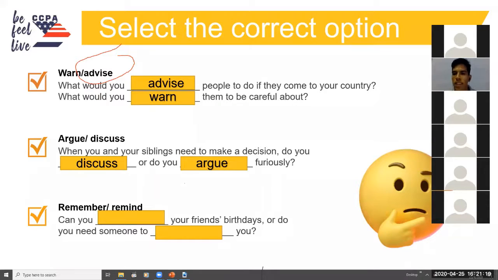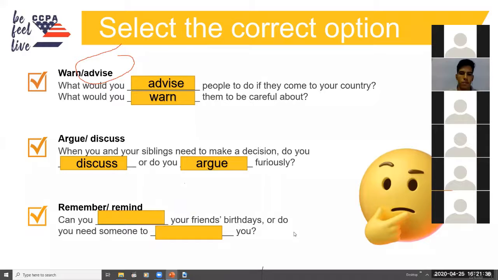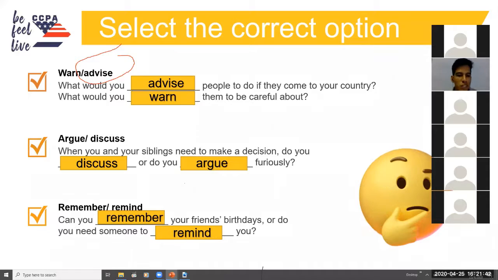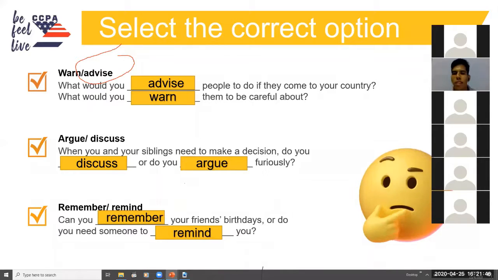Let's see, Serrana Caballero? Yes, go ahead, Serrana. Can you remember your friend's birthday, or do you need someone to remind you? Let's see. Remember and remind. So, excellent. Thank you. Can you answer it? Can you remember your friends' birthdays, or do you need someone to remind you?